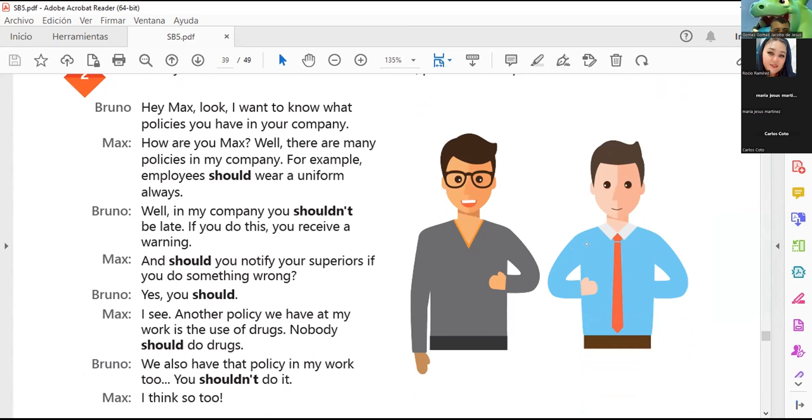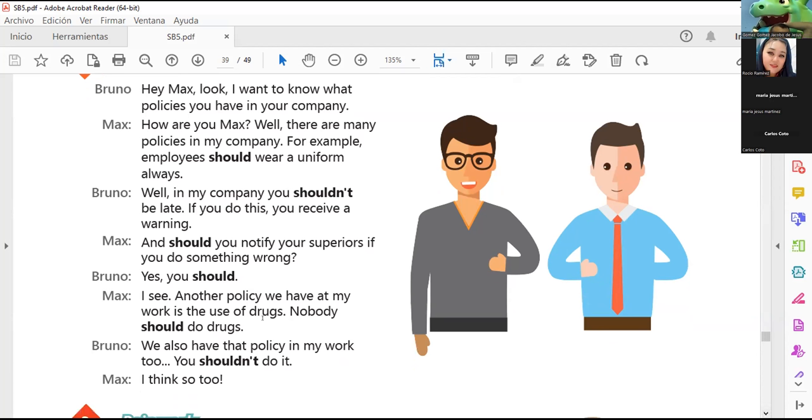Hey Max, look, I want to know what policies you have in your company. How are you, Max? Well, there are many policies in my company. For example, employees should wear a uniform always. Well, in my company, you shouldn't be late. If you do this, you receive a warning. And should you notify your superiors if you do something wrong?